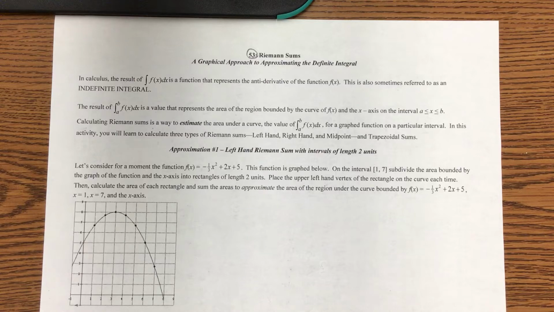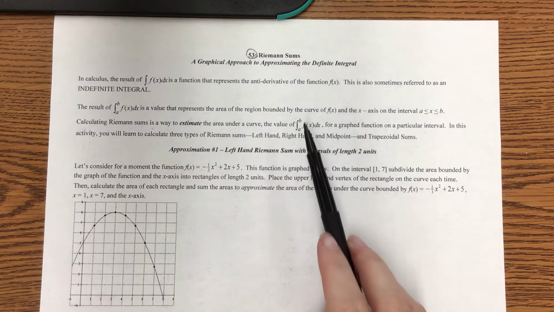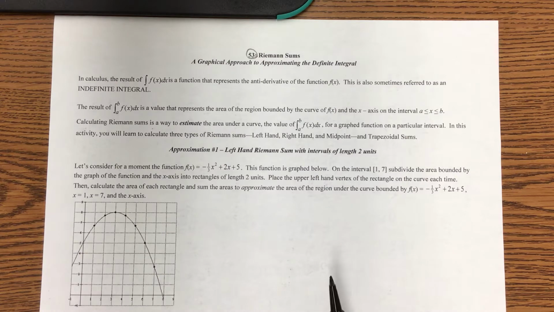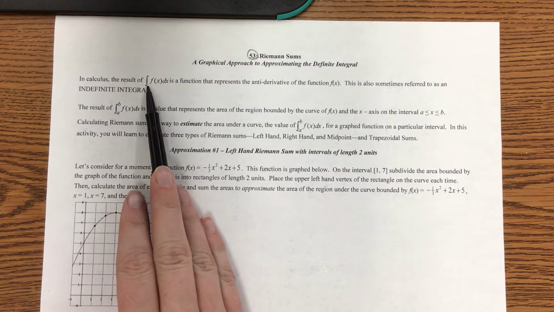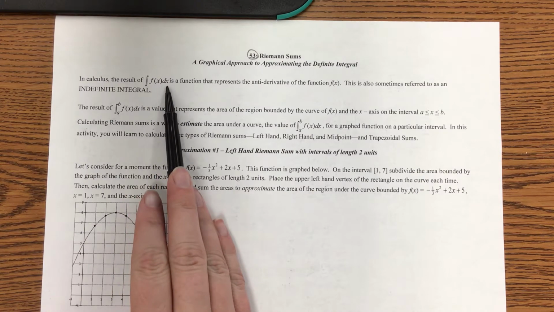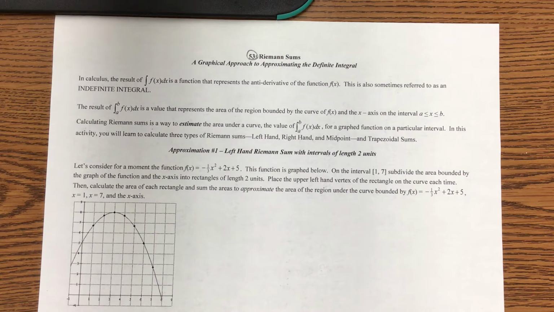In this lesson, we are finding what is called a Riemann sum. A Riemann sum uses a graph to figure out area that is underneath a curve and above an x-axis. In calculus, the result of an integral of a function with respect to x represents the antiderivative of the function f of x. We sometimes call this an indefinite integral.